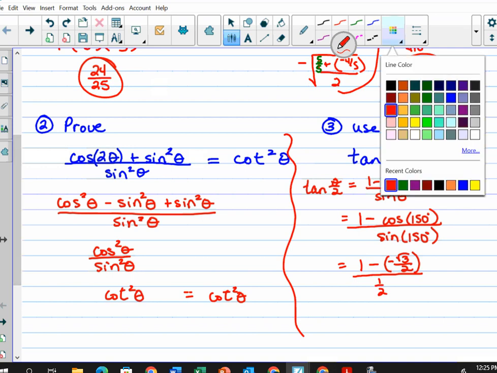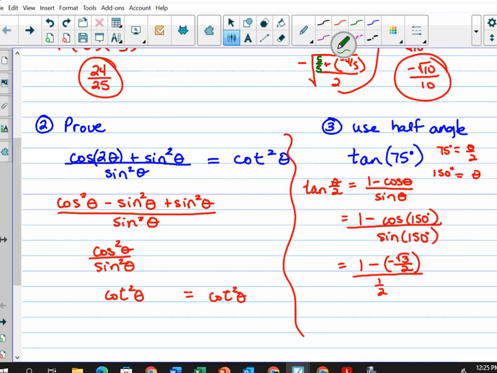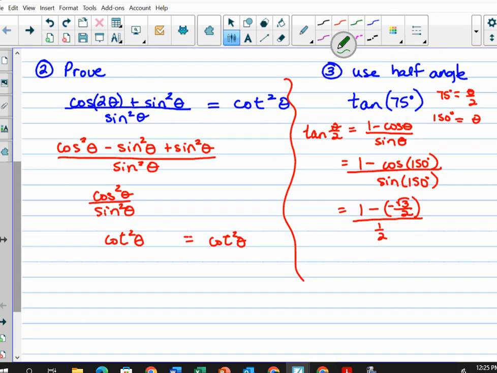All right, just simplifying here. The 1 is going to become 2 over 2. So I have 2 plus root 3 over 2. Now, instead of dividing by 1/2, what can I say? Times 2. You can make it 2 over 1 if you want. And what happens? Gone, right? Did we get 2 plus root 3?